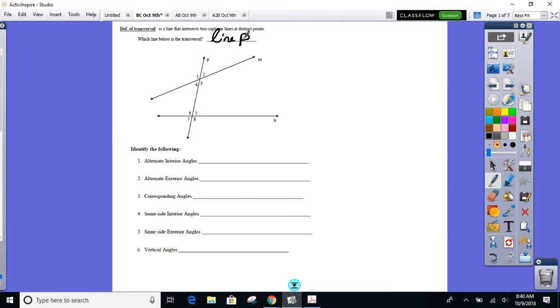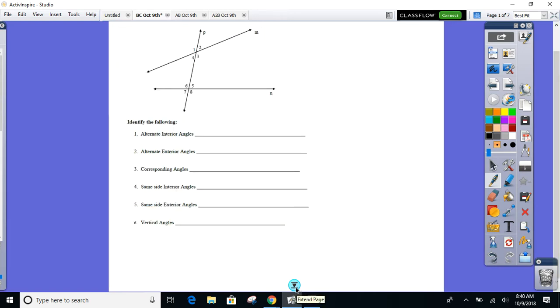When I have a transversal drawn through two lines, a bunch of angles are formed. Some of them you're probably familiar with, some of them you're not. Before I get to those, you'll see some words that come up all the time: alternate, interior, exterior. You're going to see these words come up a bunch.